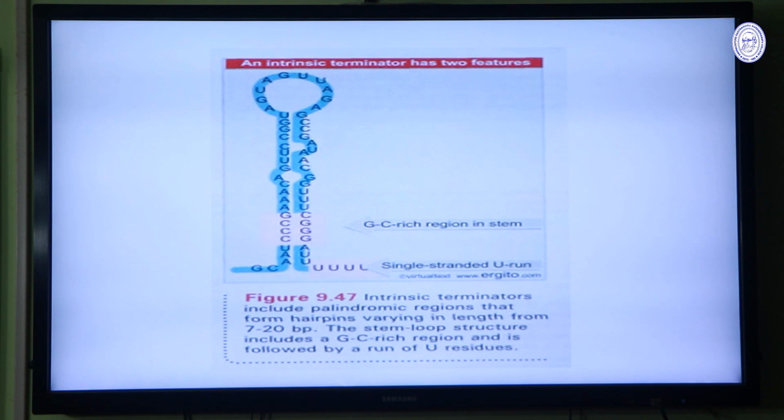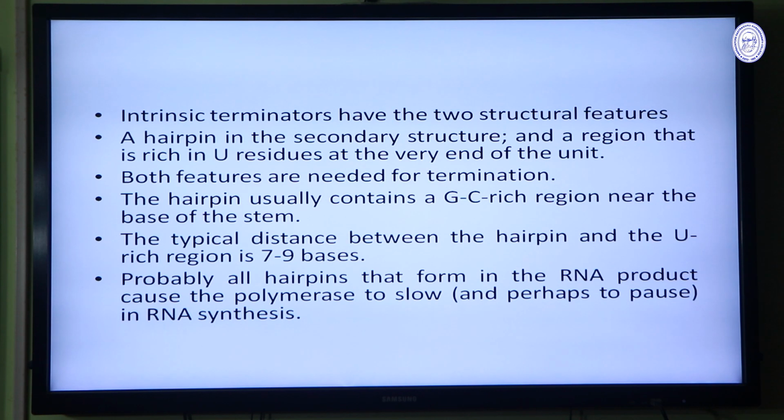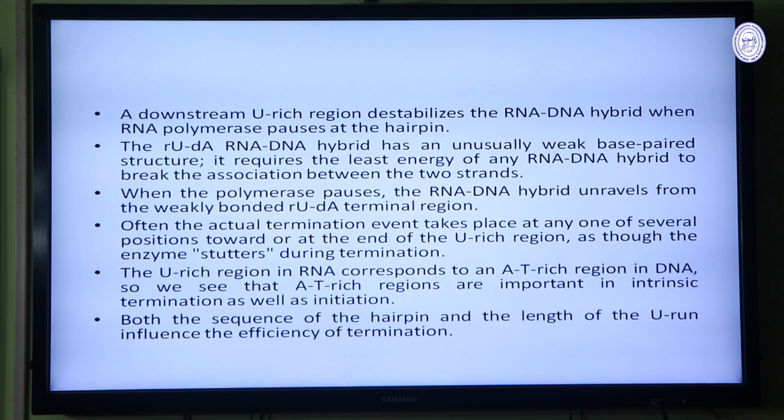So, this is very important, the presence of these stretches of U residues is very important, and on the template strand there are the A residues, they base pair with the U, and the length of the hairpin will vary from 7 to 20 base pairs. The typical distance between the hairpin and the U regions is 7 to 9 base pairs, and there are GC rich sequences. Probably all hairpins that form in the RNA product cause the polymerase to slow and perhaps to pause the RNA synthesis.